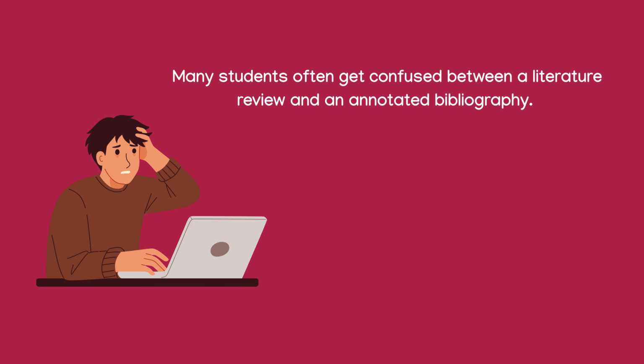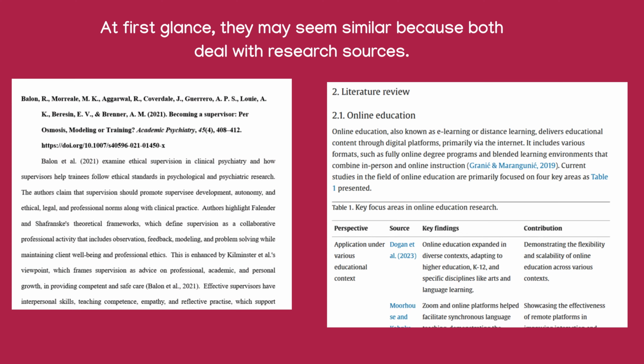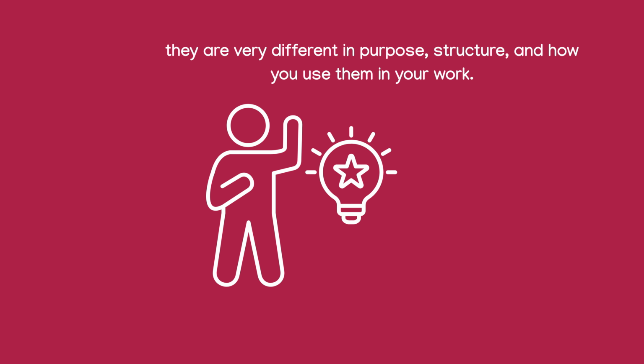Many students often get confused between a literature review and an annotated bibliography. At first glance, they may seem similar because both deal with research sources. But in reality, they are very different in purpose, structure, and how you use them in your work.